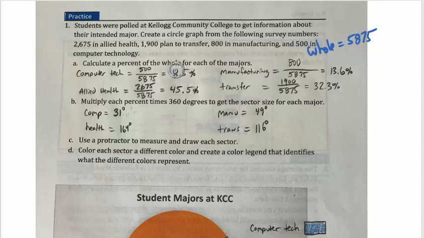Like, for example, you could have written computer tech was 9% and allied health was 46%. That would have been fine. So then what I do in part B is I take each of these percentages and I multiply times the whole thing, which is the circle here, 360 degrees, to find out the angle measure for each of these pie sectors. And so you can see here, computer tech, we got 31 degrees, allied health was 164 degrees, manufacturing 49 degrees, and transfer 116 degrees.